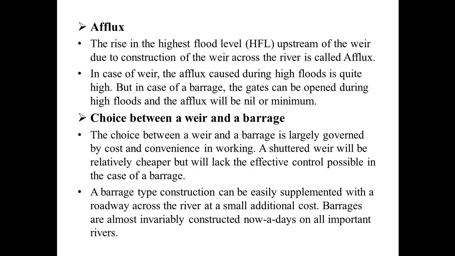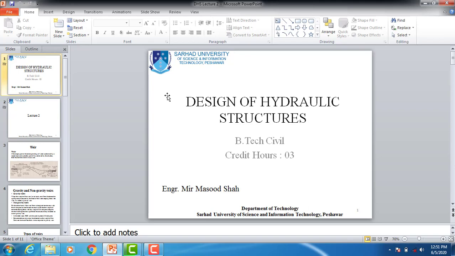A barrage type construction can be easily supplemented with a roadway across the river at a small additional cost, as the structure is already built, whereas in case of weirs it is not possible. Barrages are almost invariably constructed nowadays on all important rivers. And this is the end of our lecture number 2.